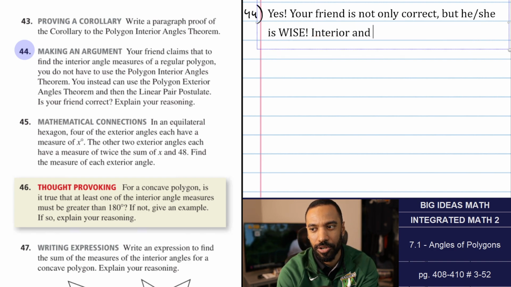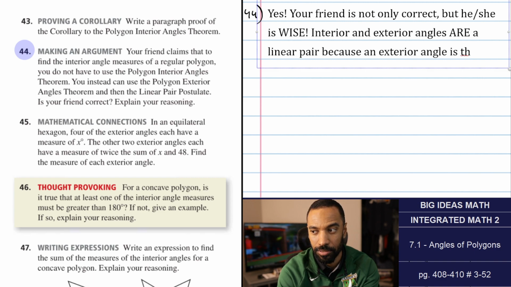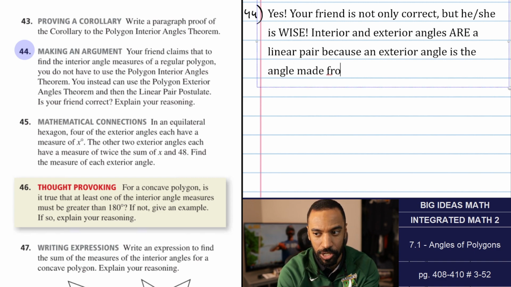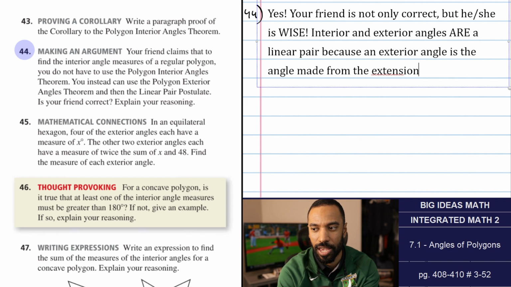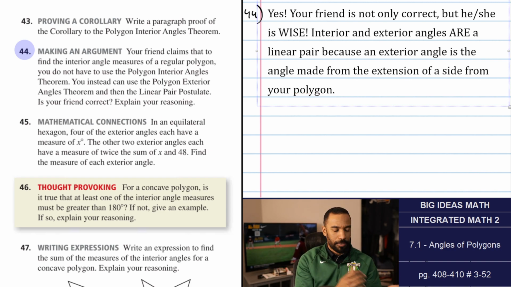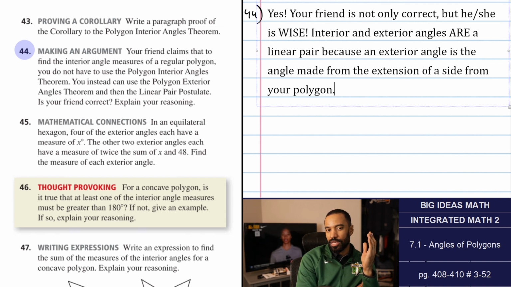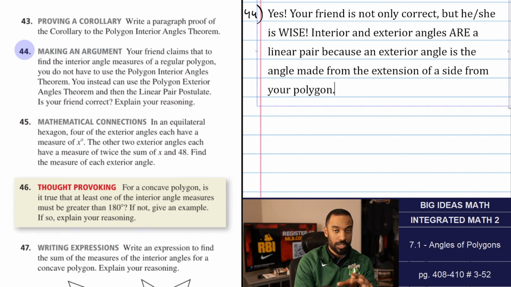Interior and exterior angles are a linear pair because an exterior angle is the angle made from the extension of a side from your polygon. So that's where you can have those things work together. Now, the polygon exterior angles theorem helps you. This is why it's beneficial.